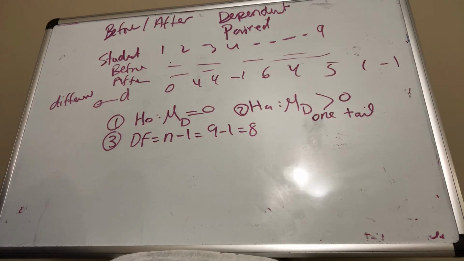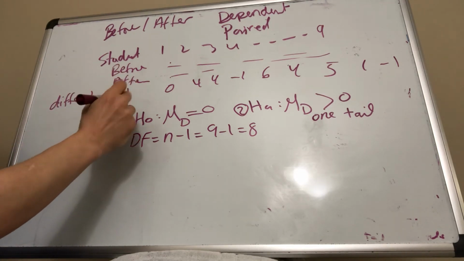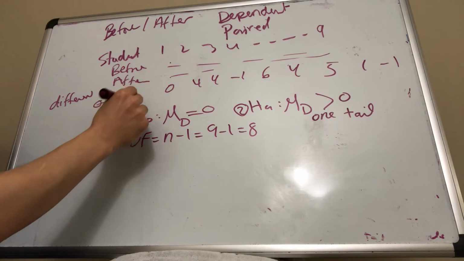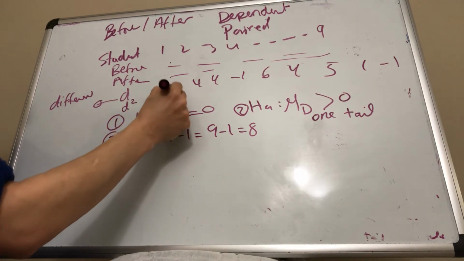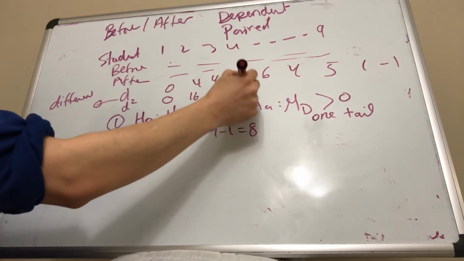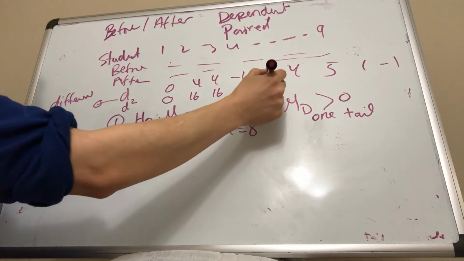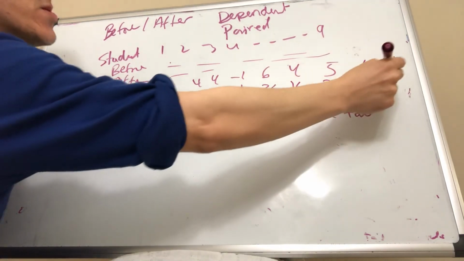And what's the sample standard deviation for difference? So they want you to find the sample standard deviation. Okay, to do this, you go back here and you add something called d squared. You square each number. 0 squared is 0, 4 squared is 16, this one is 16, negative 1 squared is 1, 36, 4 squared, 5 squared, 1 squared, 1 squared.